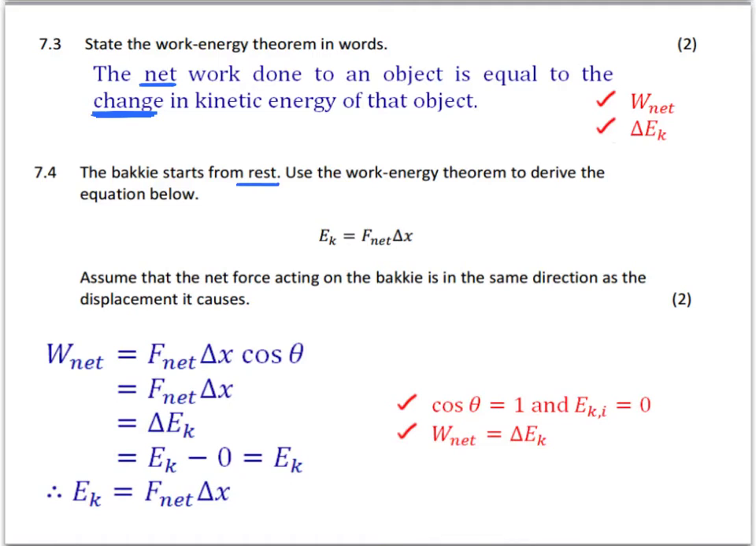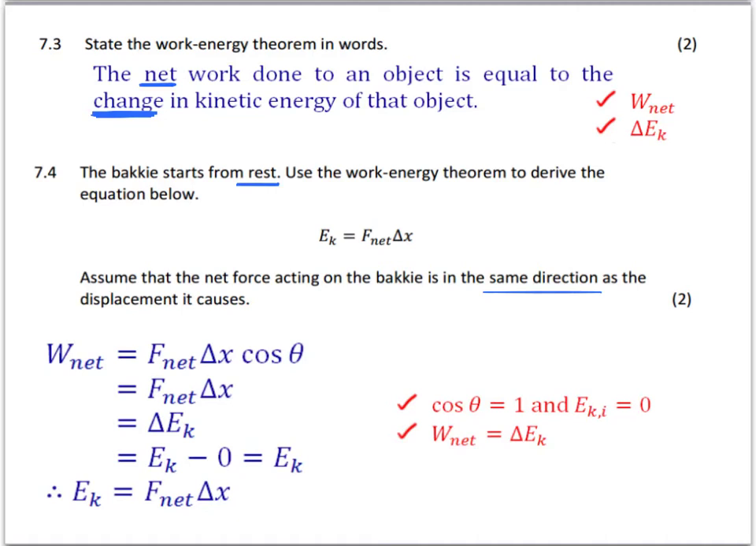We're asked to use the work energy theorem to derive this statement, that the kinetic energy of the bucky is simply equal to the net force acting on the bucky multiplied by the displacement undergone. We're further asked to assume that the net force acting on the bucky is in the same direction as the displacement. That makes sense in this particular scenario.